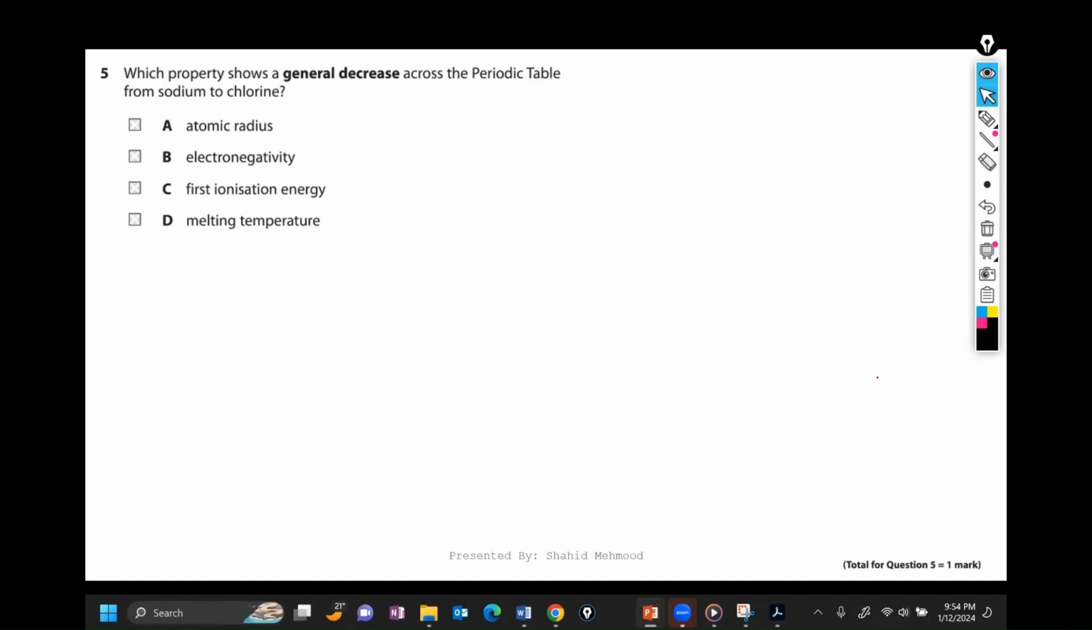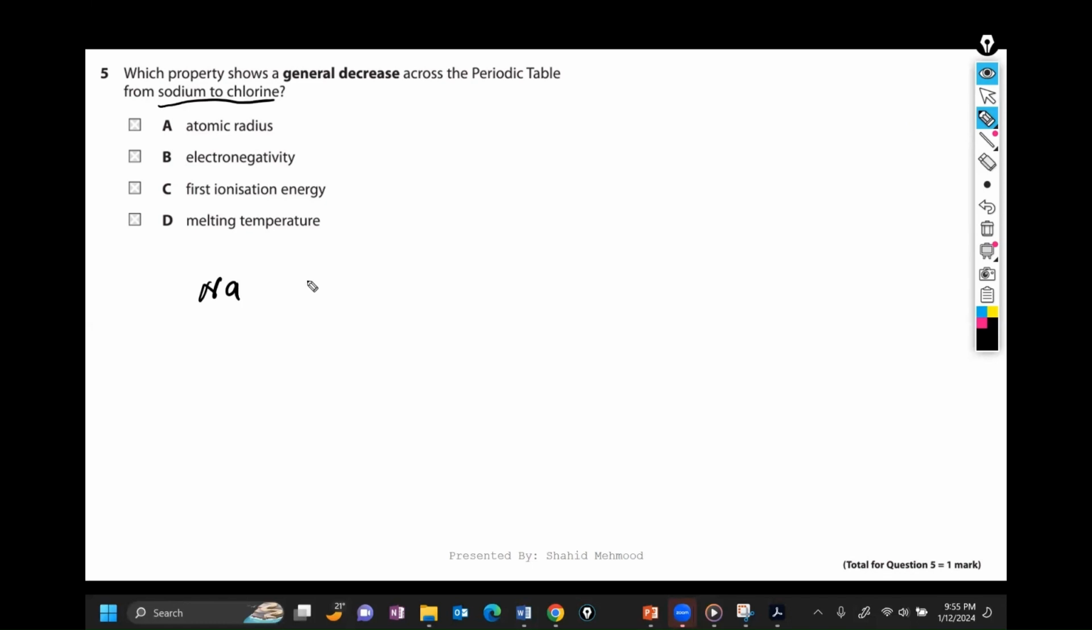Question 5. Which property shows a general decrease across the periodic table from sodium to chlorine? Down the group, atomic radius increases, while across the period it decreases. But look here, they give the condition again: sodium to chlorine.